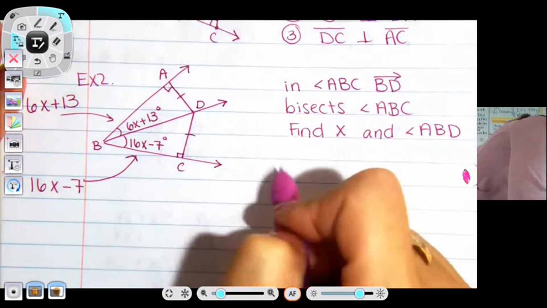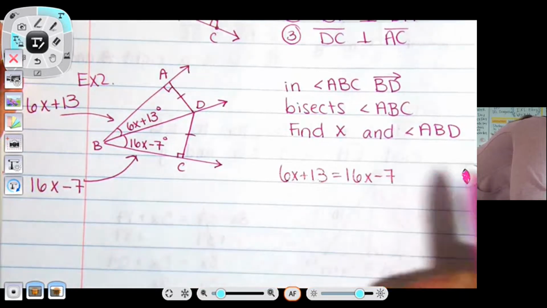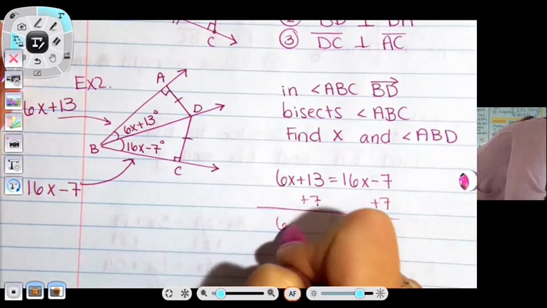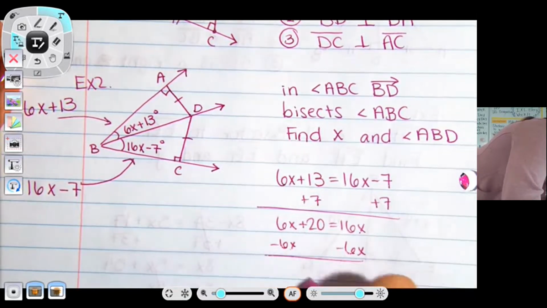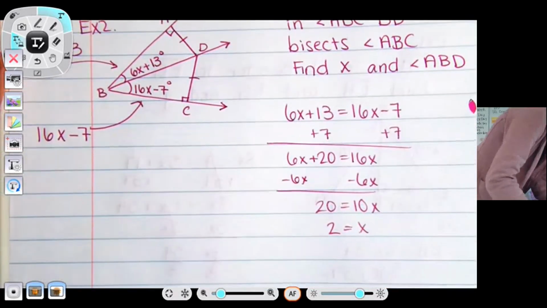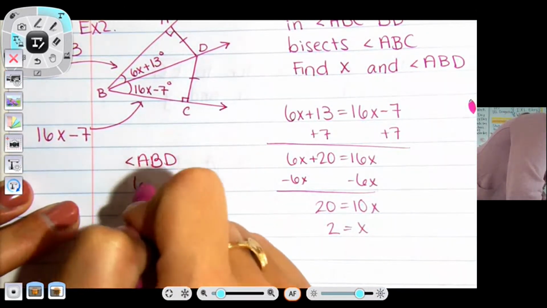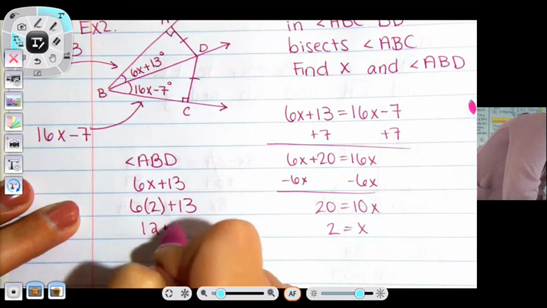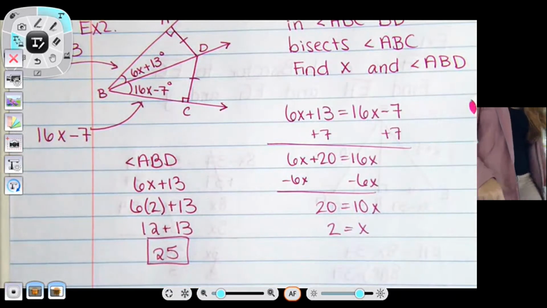So would they equal each other? Yes. Equals 2. Yes. So 25. Easy peasy.